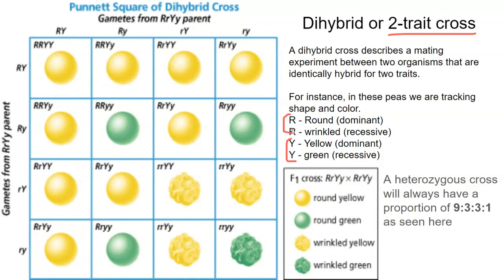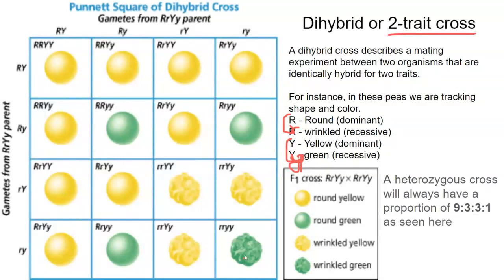This should be a lowercase r, and this should be a lowercase y. I think that it auto-corrected to capitalize it when it's not supposed to be. So wrinkled is actually a recessive trait, and green is actually a recessive trait in this cross.